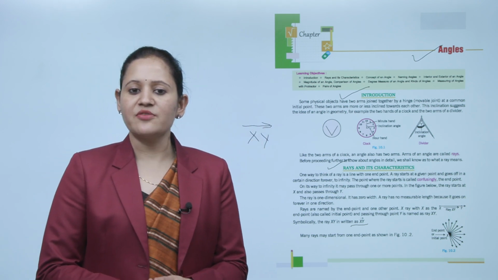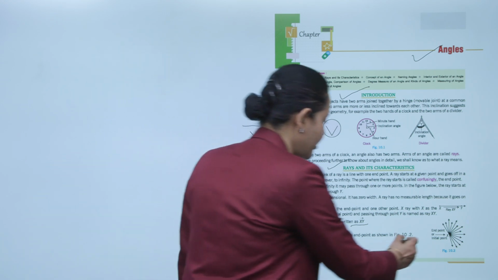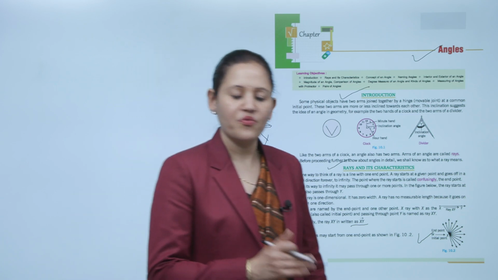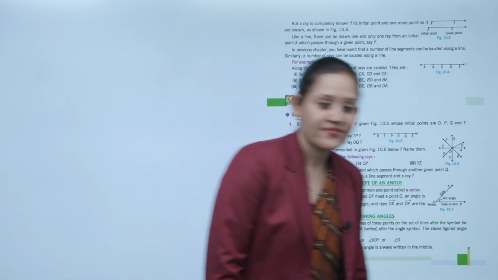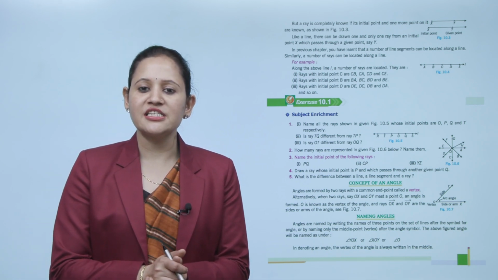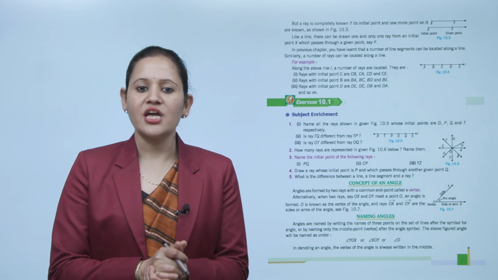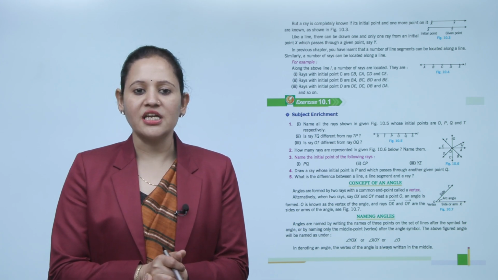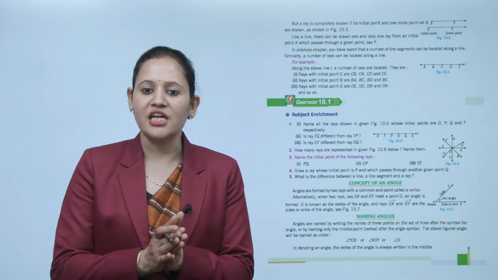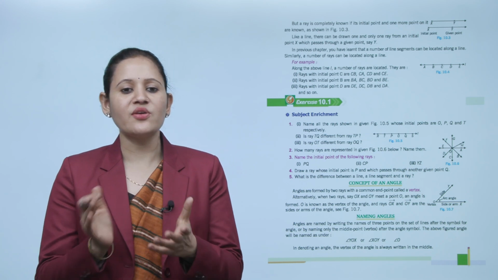Many rays may start from one endpoint as shown in figure 10.2. So here you can see many rays starting from one point. But a ray is completely known if its initial point and one more point on it are known, as shown in figure 10.3. Like a line, there can be drawn one and only one ray from an initial point X, which passes through a given point, say Y.